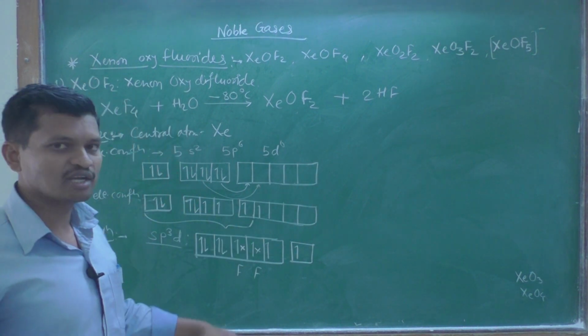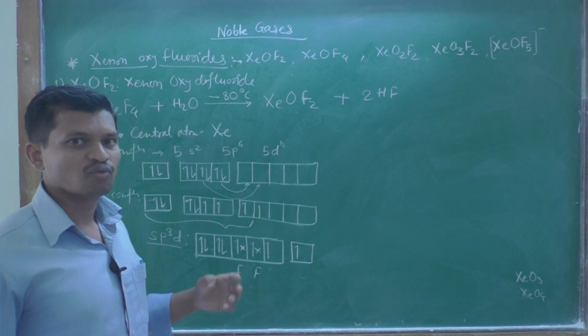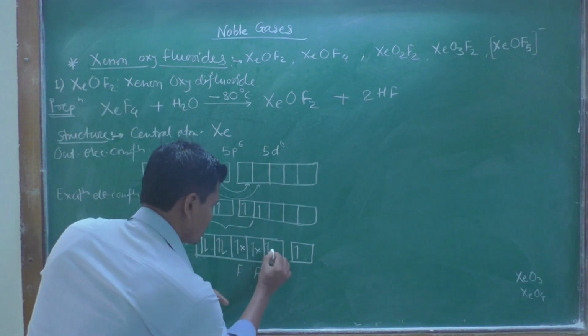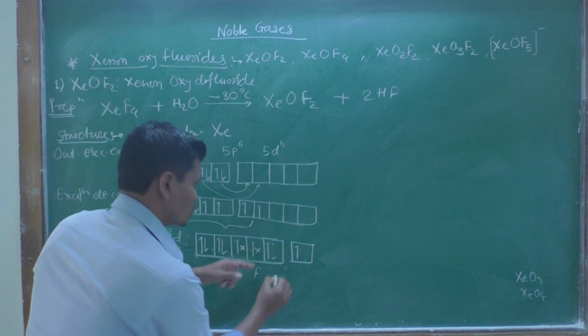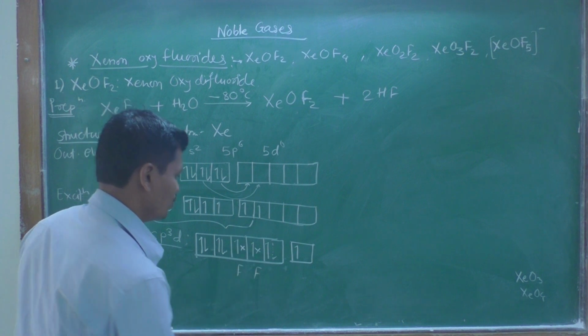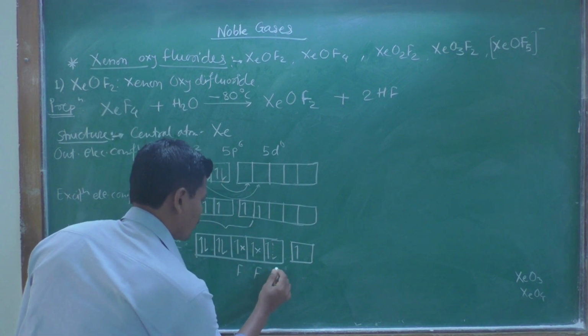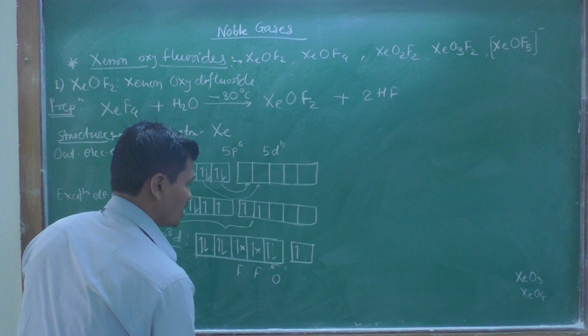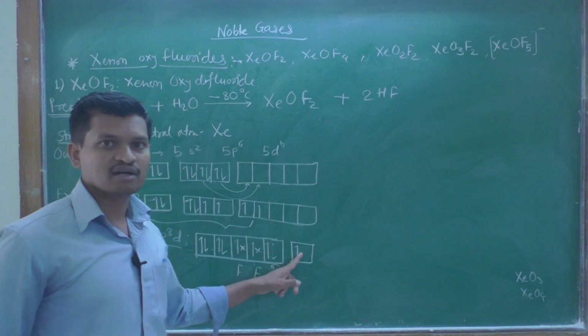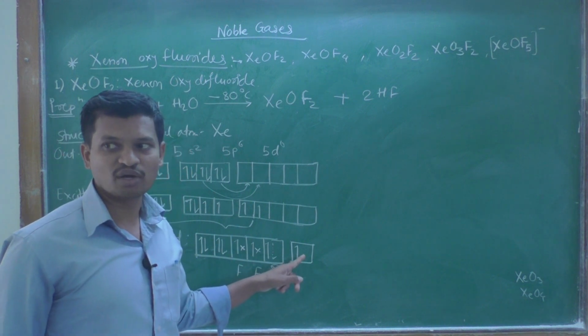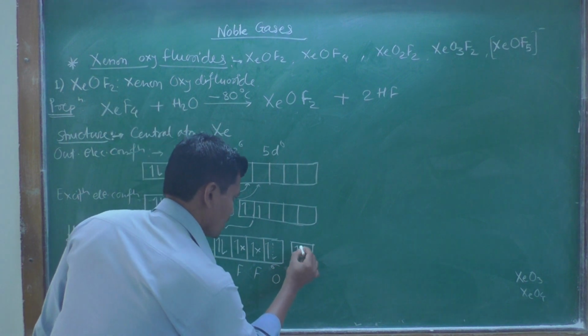This oxygen atom is forming 2 bonds here. One is a sigma covalent bond, which I am showing by a dotted arrow. And this is the unhybridized d orbital of xenon, so it is forming a pi bond.